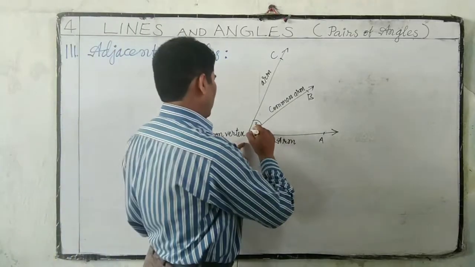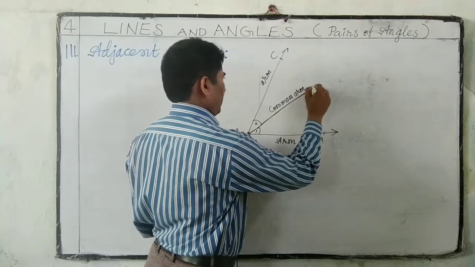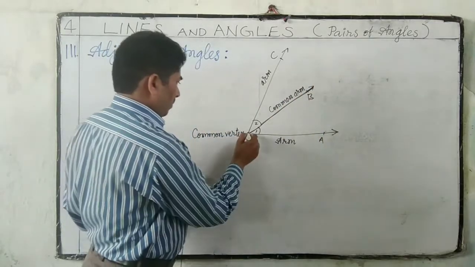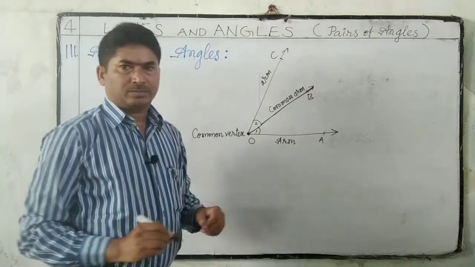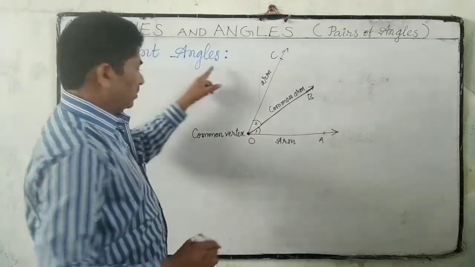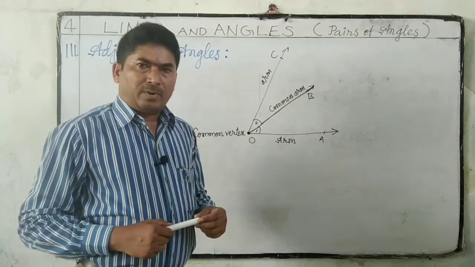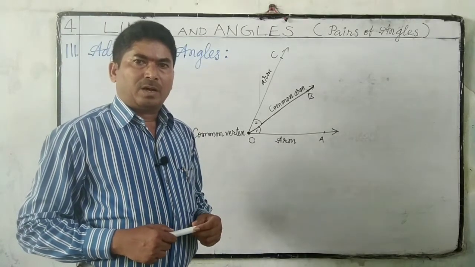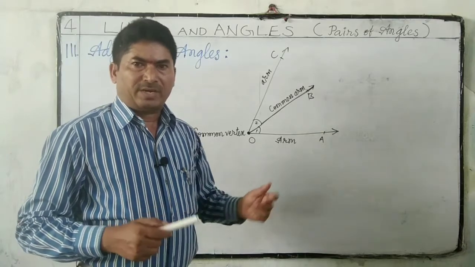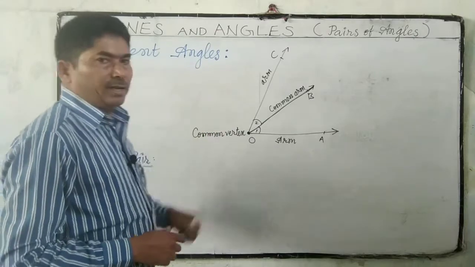These have a common arm. OB is the common arm and O is the common vertex. So these two angles are adjacent angles. A pair of complementary angles or a pair of supplementary angles need not be adjacent angles.